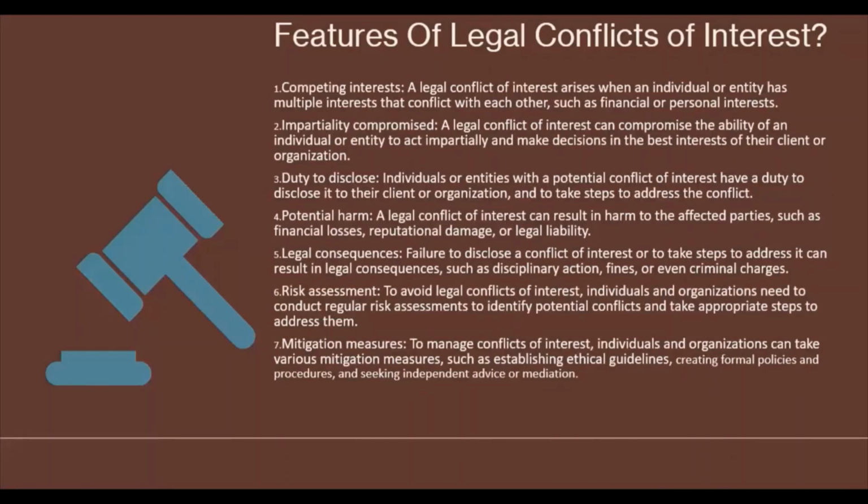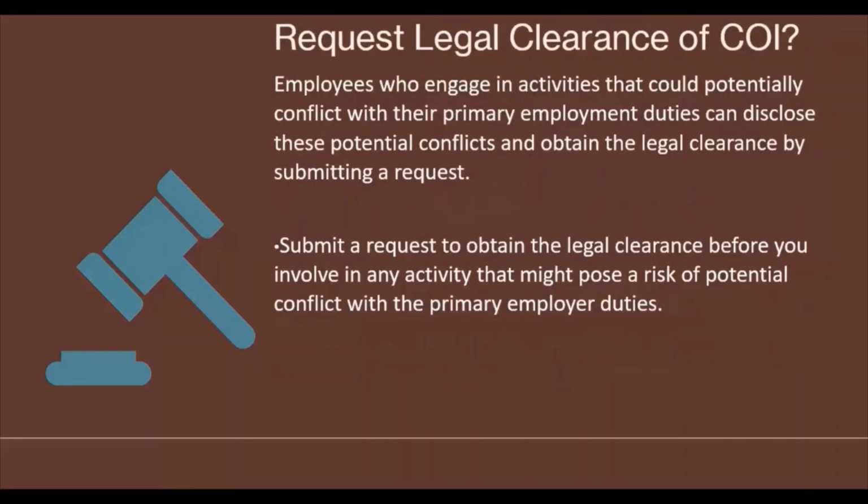So this is how we are managing. We have different advantages or features, like competing interest, impartiality compromise, duty to disclose, potential harm, legal consequences, and risk assessment and mitigation measures. These are the few six or seven features which I mentioned here. You can go into detail if you want, but this is the overview of how the features of legal conflict of interest are working. I hope that gives you the basic overview or idea of how conflict of interest is working.